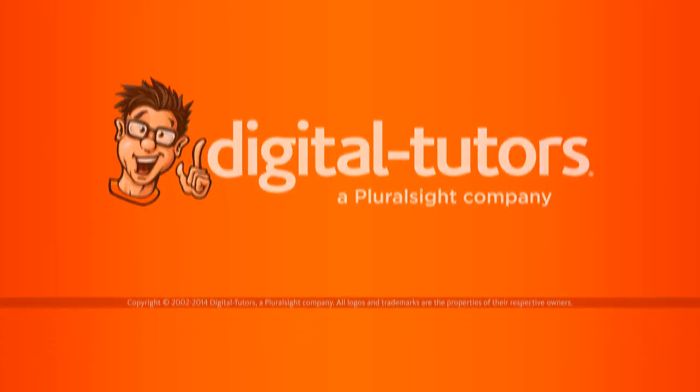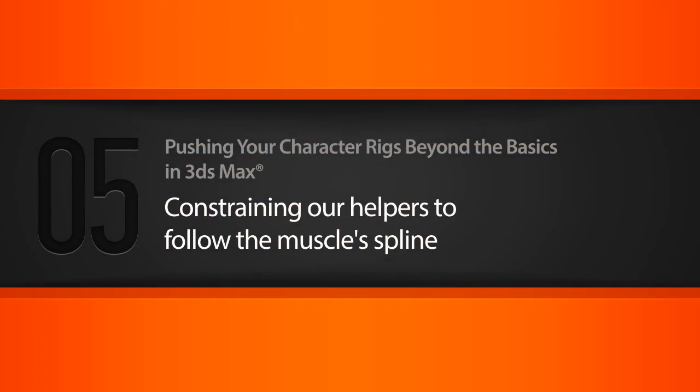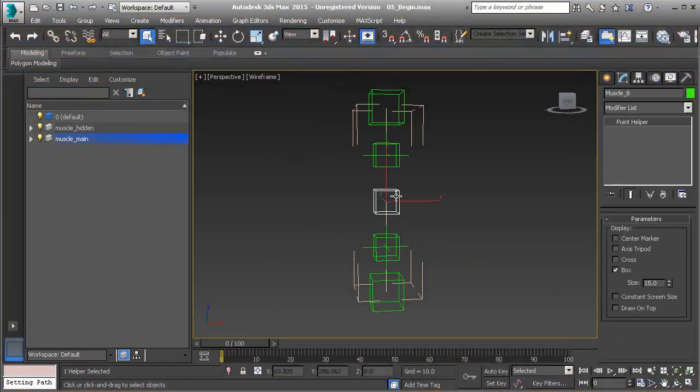In this lesson, we will constrain our helpers to follow the muscle spline. We'll path constrain muscles A, B, and C to follow our spline object. Let's go ahead and get to it.